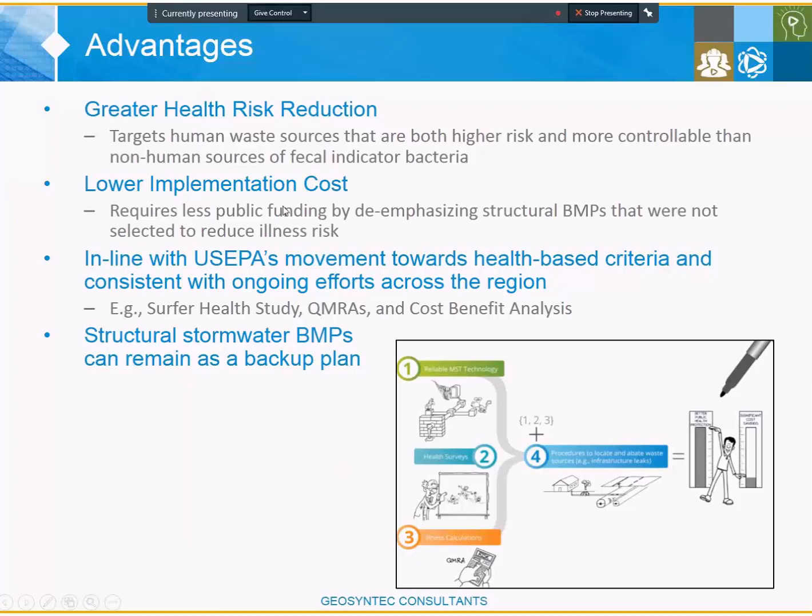It's lower implementation costs, so it requires less public funding, and it's in line with EPA's movement towards health-based criteria. And it's also consistent with various ongoing efforts and studies across the region. So the Surfer Health Study is finding that illness risks in surfers were low in wet weather, QMRAs are showing that non-human fecal sources are of low health risk relevancy, and the cost-benefit analysis, which I'll go into next. And then it keeps that insurance policy that the NGOs and the regulators want, which is structural stormwater BMPs as a backup plan.